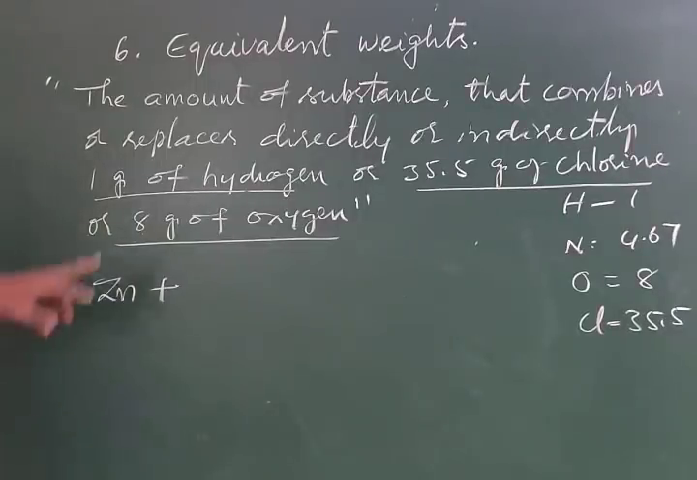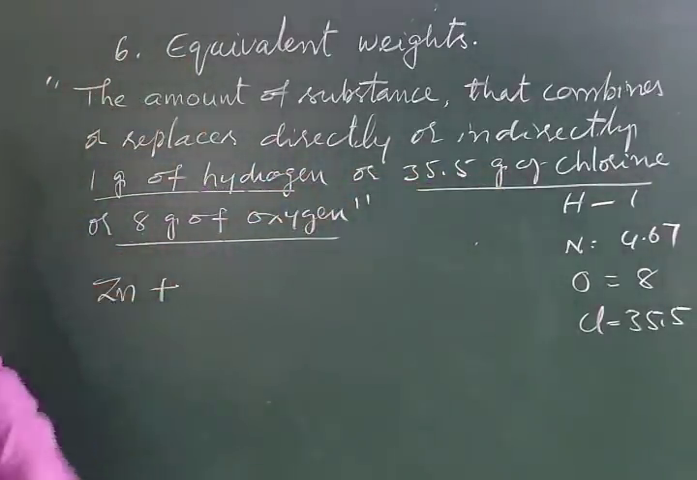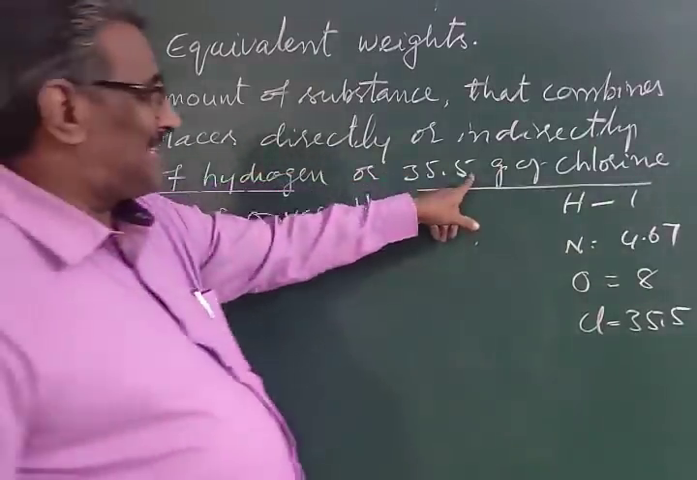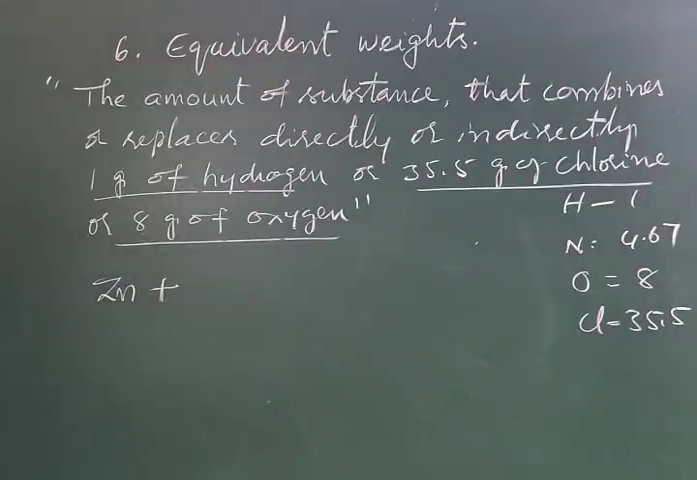Because of that, we included hydrogen, chlorine or oxygen in the definition. Why are 3 substances included in the definition? All substances may not react with hydrogen. For example, zinc doesn't react with hydrogen. That means the amount of zinc that can react with hydrogen is 0. It doesn't mean that the equivalent weight of zinc is 0.